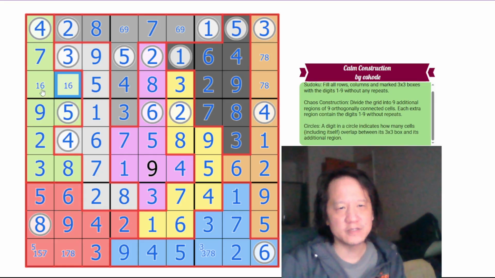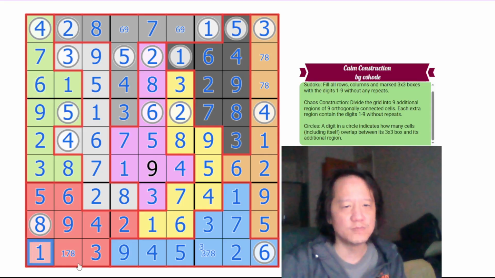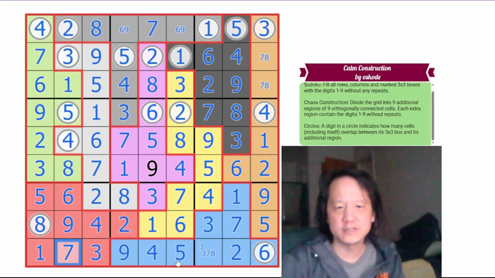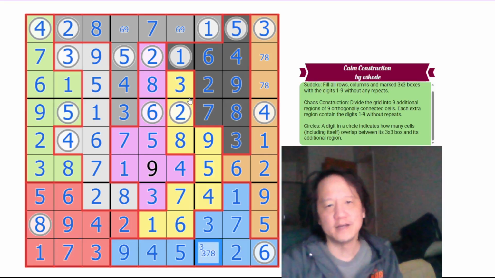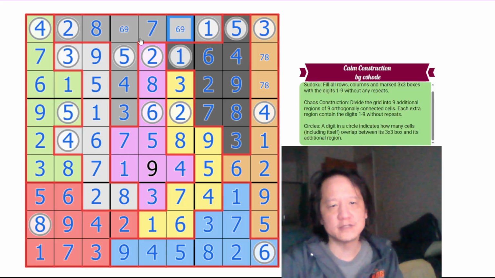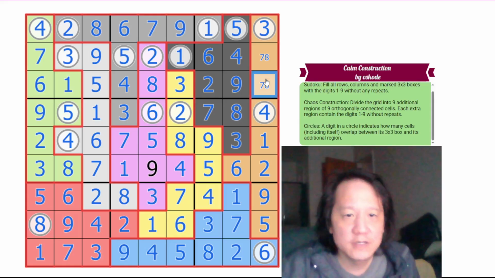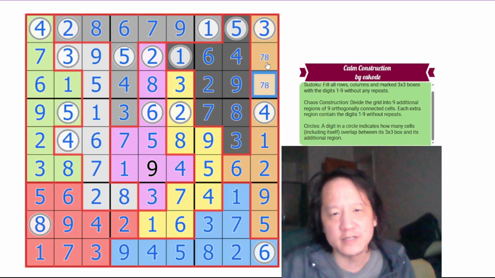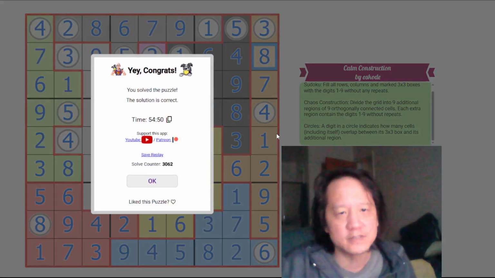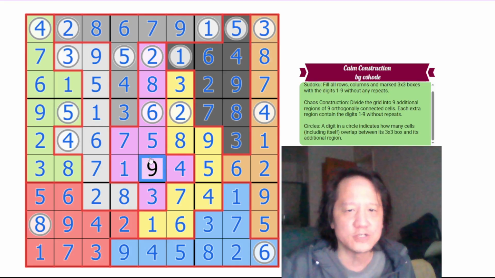6 eliminates 6 here, so it's 1 and 6. This can't be 5 or 7. It's 1, which leaves this as a 7, and that leaves that as an 8. 6 eliminates 6 here, so it's 9, and that's a 6. We're still missing ones. This is 8, eliminates 8 here, so it's 7 and 8. And that's the solution. Yeah, fairly straightforward.